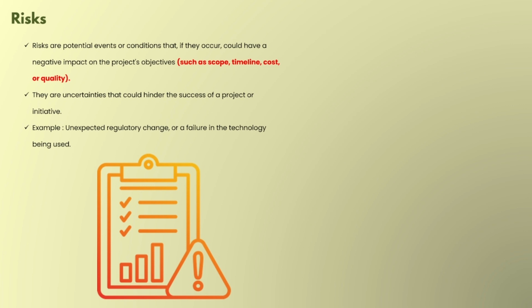Well, let's see an example. Unexpected regulatory changes or a failure in the technology being used. Well, this is a quite good example. Let's say a new law is introduced suddenly and we have to change the process to comply, or maybe the software we are relying on crashes or doesn't perform as expected. So these are real risks that can delay or even stop a project. So such kinds of risks are involved in a project.